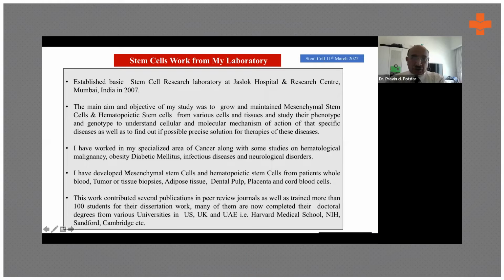Jaslok being a general hospital, I have also entered into the other areas and implemented both my faculties, like molecular medicine as well as stem cell therapies, in this area, and I got a really large advantage in working on this area. I have developed mesenchymal stem cells, hematopoietic stem cells from patients, whole blood, tumor tissue biopsy, adipose tissues, dental pulp cells, placenta, and cord blood cells.